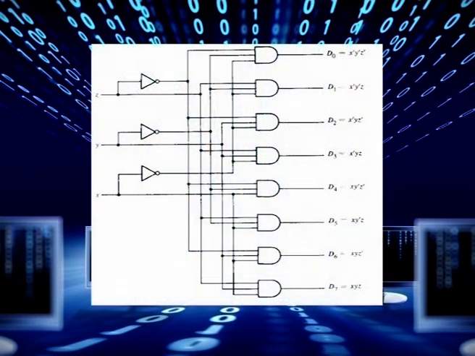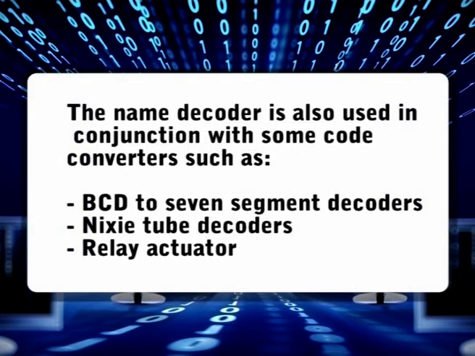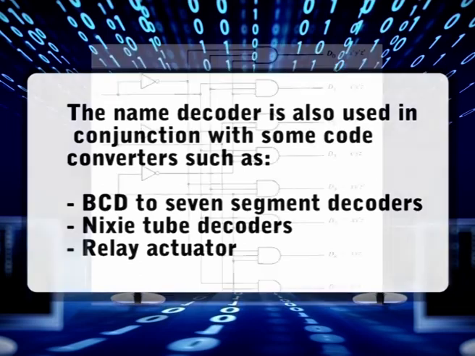The decoder presented here, as you can see in the diagram, is called an n to m line decoder. Its purpose is to generate the 2 power n minterms of n input variables. The name decoder is also used in conjunction with some code converters such as BCD to 7 segment decoders, Nixie tube decoders and relay actuator.